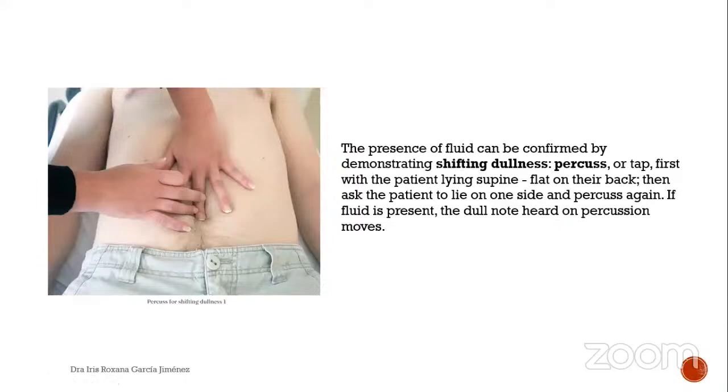Then we make the percussion. We percuss the abdomen to find out if there is the presence of fluid, and it can be confirmed by demonstrating shifting dullness. Percuss or tap first where the patient lies supine, flat on their back, then ask the patient to lie on one side and percuss again. If fluid is present, the dullness on percussion moves. We know this, we catch this idea just for making up our mind, we are describing this.